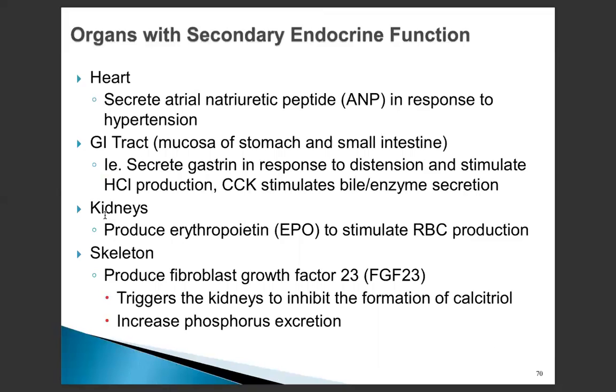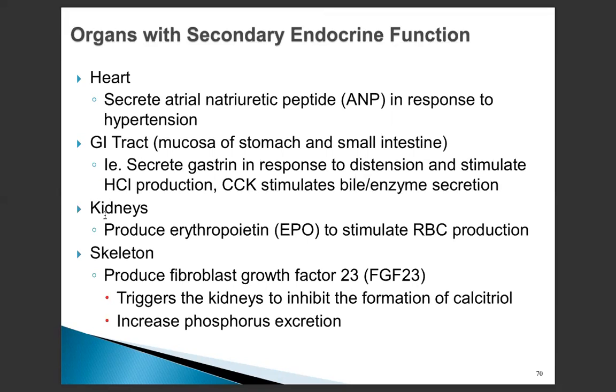So there are organs with secondary endocrine functions, starting with the heart. It secretes natriuretic peptide, ANP, in response to hypertension. We also have the GI tract, the mucosa of the stomach and small intestine. It secretes gastrin in response to distension and stimulates HCl production. CCK stimulates bile enzyme secretion.